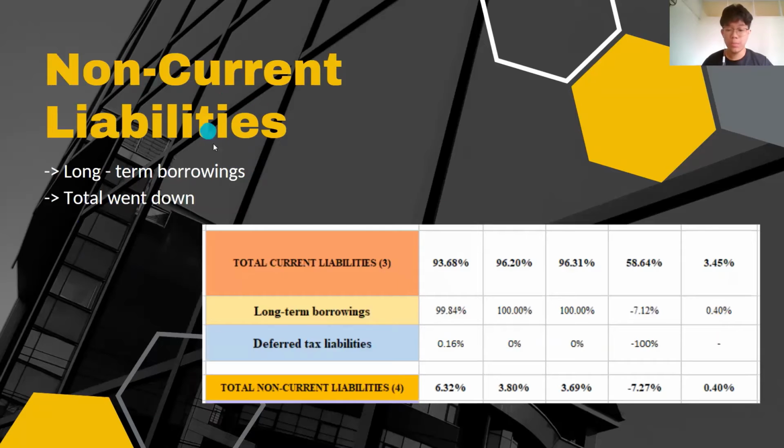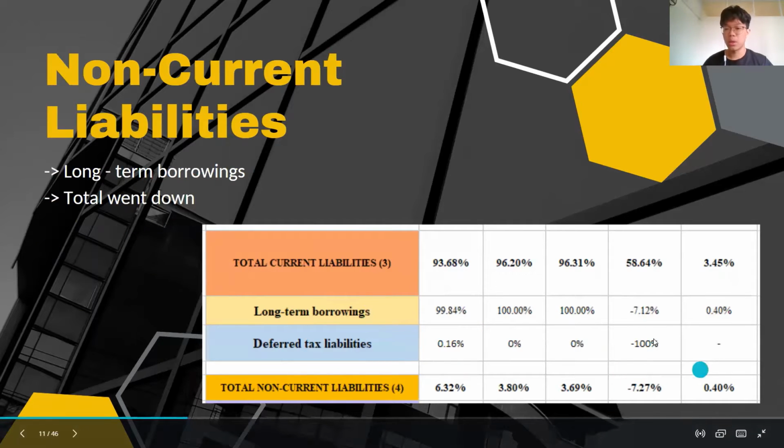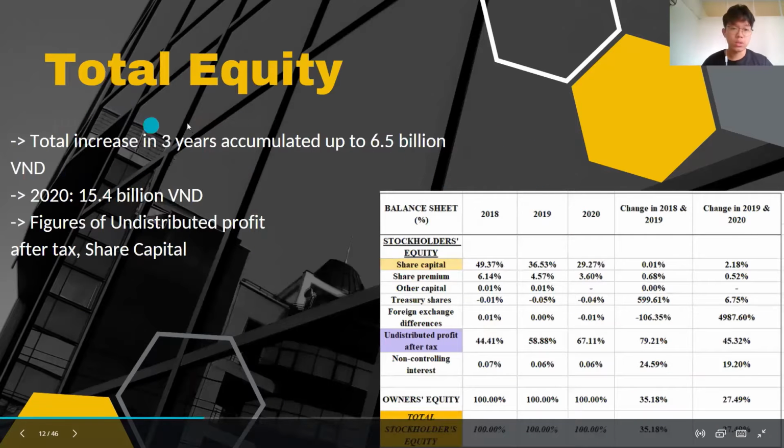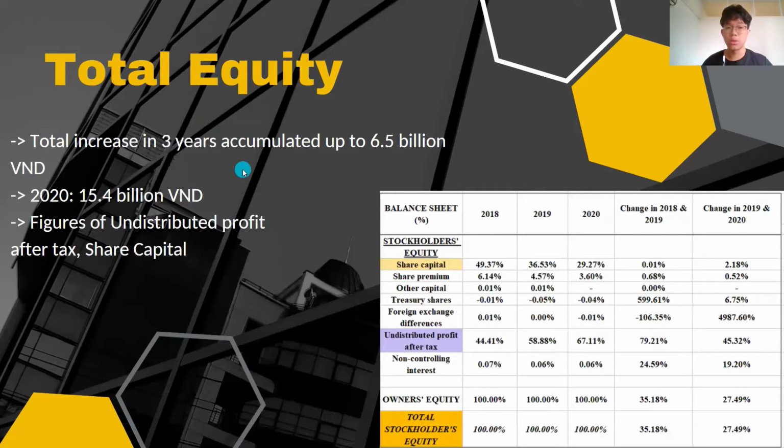For non-current liabilities, there is not much to say. Long-term borrowings dominate the whole thing, and deferred tax was cleared in 2019 and 2020. Overall, they went down, but increased a little bit in 2020. Last but not least, total equity increased and accumulated up to 6.5 billion over 3 years. In 2020, the total equity was valued at around 15.4 trillion Vietnam dong.